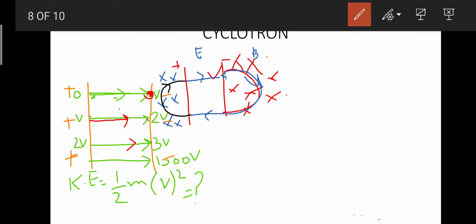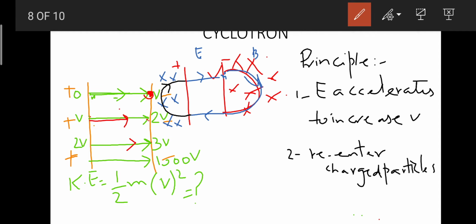So basically what we are doing, introducing this charged particle again and again into this electric field, is going to increase the velocity of that charged particle, and B, that is the magnetic force, is responsible to move that charged particle back into the electric field, because it curves the path of the charged particle. So that's how we again and again get the charged particle back into the electric field to increase its velocity, right? So this is the principle on which the cyclotron works, in which E accelerates the charged particles to increase v, and the magnetic field re-enters the charged particles into the electric field. So both electric and magnetic fields work in this particular device.